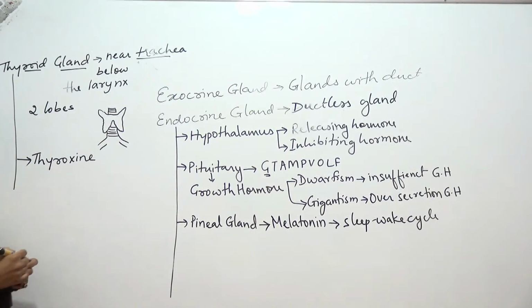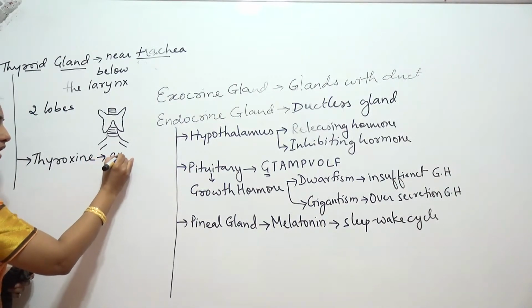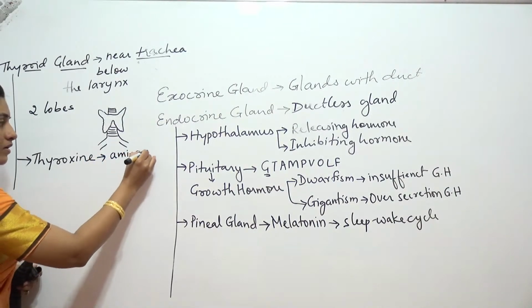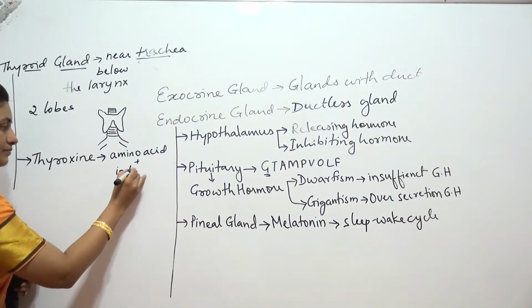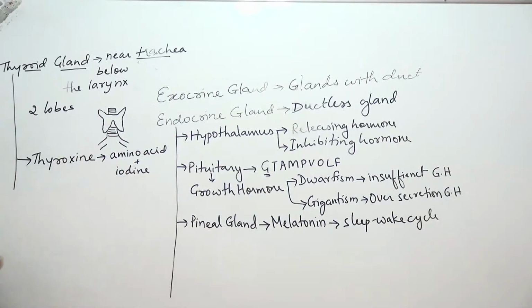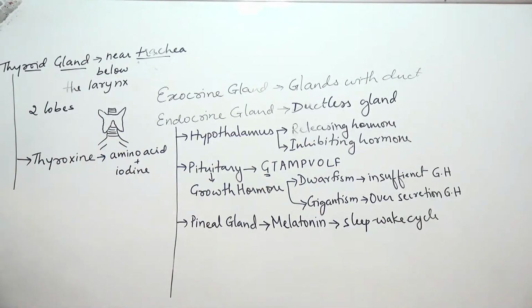This thyroxine has the chemical composition of amino acid in addition with iodine. Okay, what is the chemical composition of thyroxine? This thyroxine is made up of the substance amino acid and iodine.